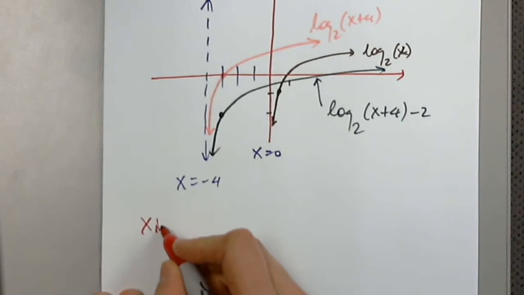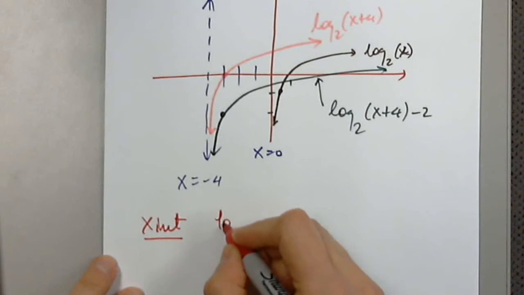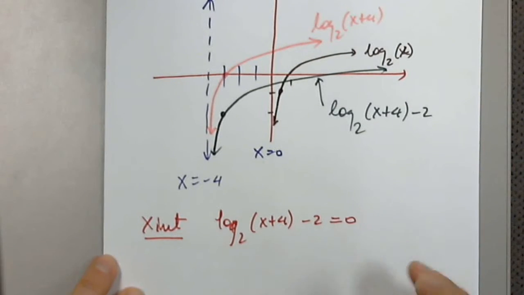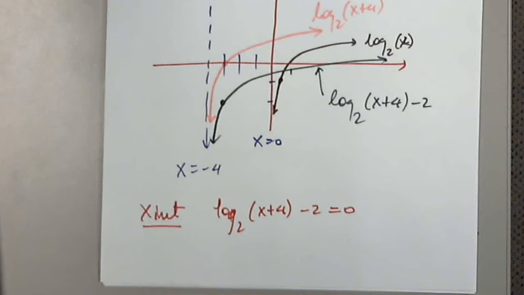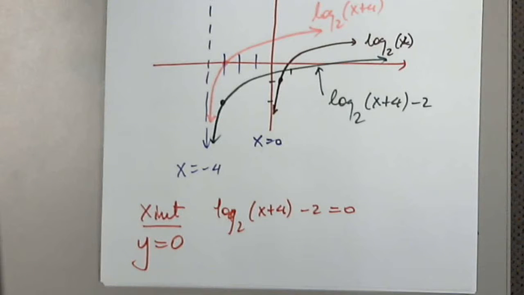So how do I find the x-intercept for any function? Set the equation to 0. Very good, awesome. So I have log base 2 of x plus 4 minus 2 equals 0. So the x-intercept requires y to be 0. I repeated it so many times, I'm hoping that everyone remembers. So then what type of equation is this and how do I solve it?